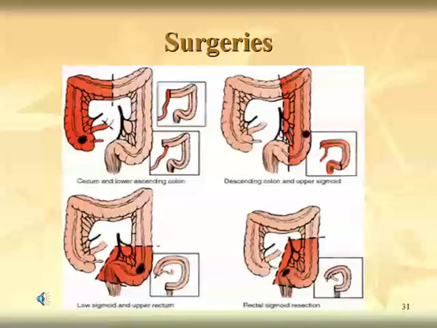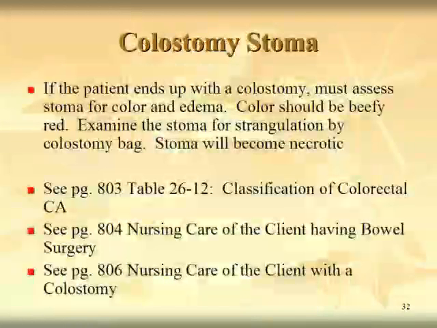So the tumor can either be in the ascending, transverse, or descending colon, and typically the surgeon will remove the cancerous part of the bowel and then do an end-to-end anastomosis. So it just depends on what area of the bowel is actually affected. Those patients will then end up with a colostomy, and it's important as nurses that we know the important things to look for.